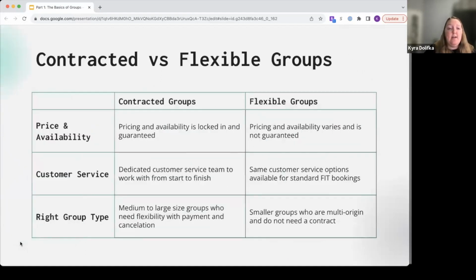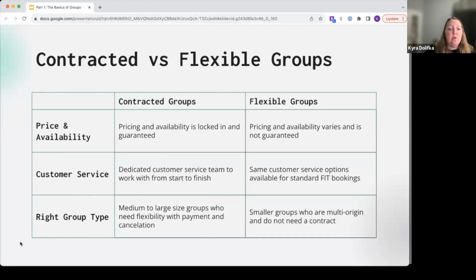So a summary here of contracted versus flexible groups. Okay, so the contracted groups have the locked-in pricing and guaranteed availability. This is a big selling point, okay? Great benefit to a contracted group. Now, in a flexible group, the pricing and availability varies. It's not guaranteed, and it's whatever's available and priced for that day and time that you are booking, okay? No promises are made there.